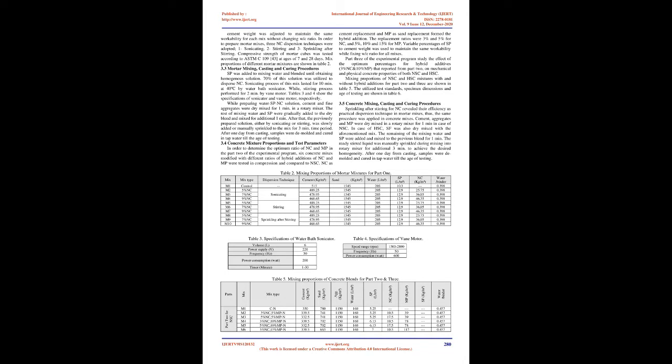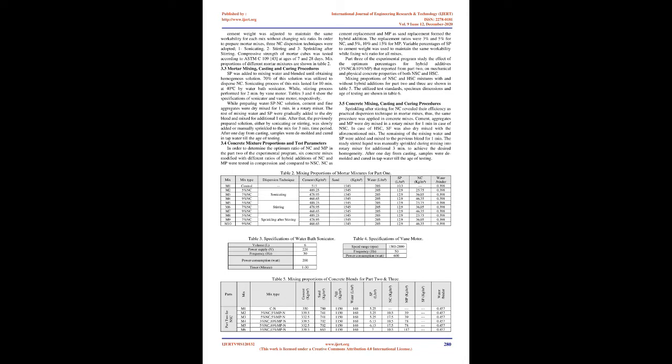3. Experimental work. The experimental work was divided to 3 parts. In the first part the effect of increasing NC ratio with various dispersion techniques on mortar strength was studied and the optimum NC ratio was determined. In the second part, the effect of MP ratio on the ratio of NC was studied. The optimum ratio of NC and MP that results in the highest concrete compressive strength was determined at this stage.